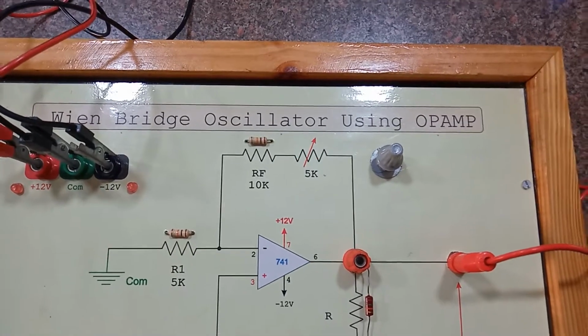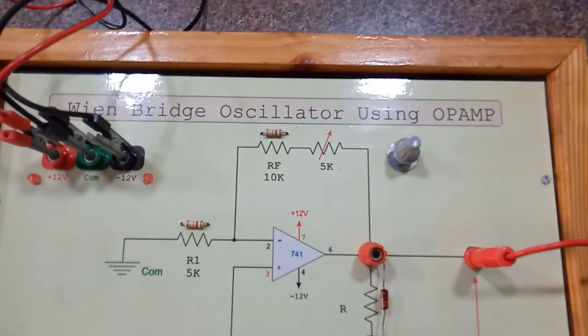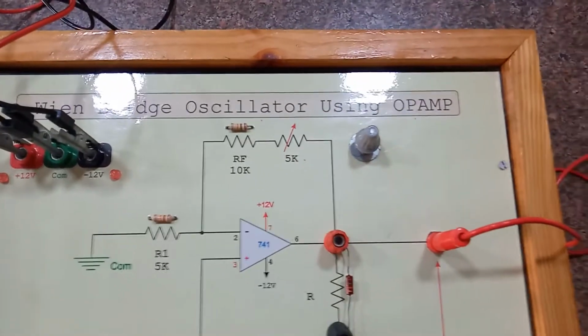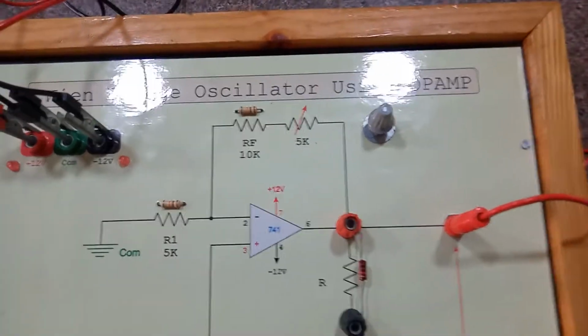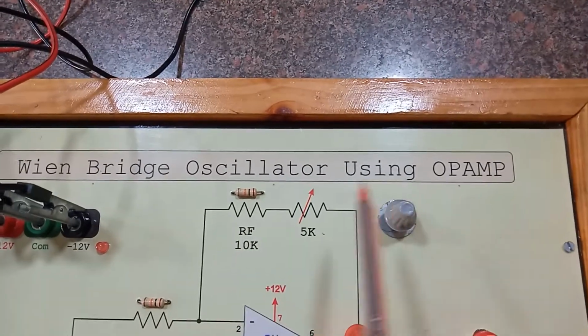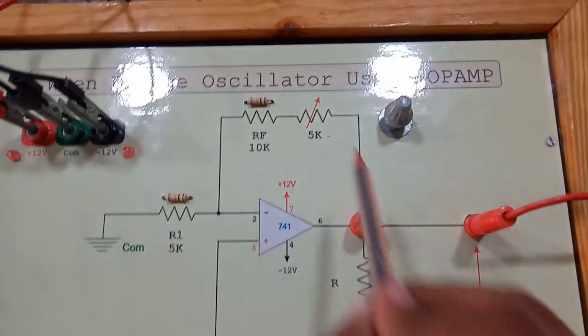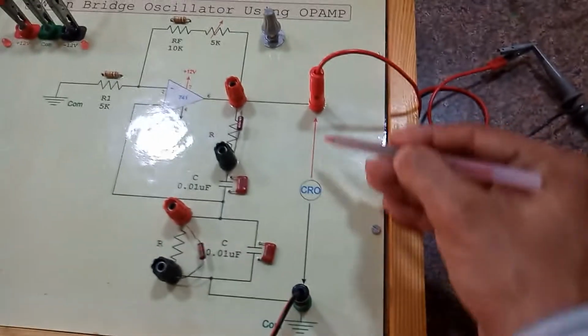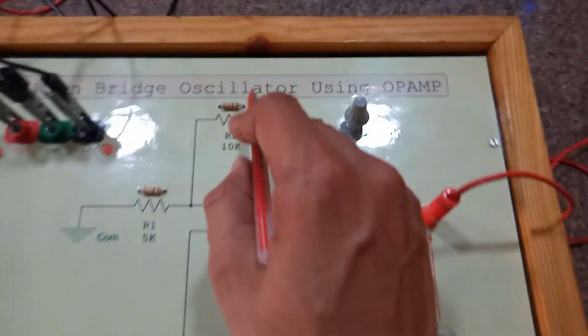Hello everyone. Today we are going to see another practical Wien bridge oscillator using op-amp, that is operational amplifier. As the word oscillator suggests, it will have oscillations at the output. At the output it will have sinusoidal oscillation, a sine wave will be coming at the output.